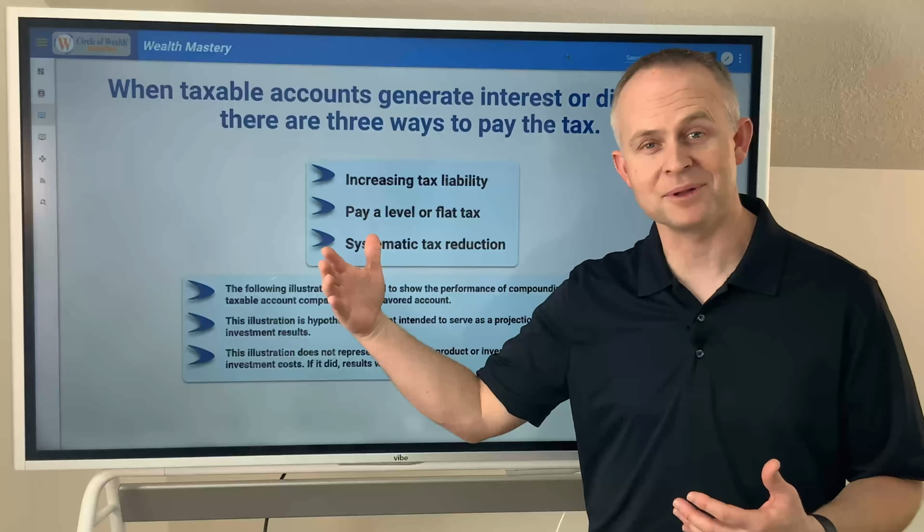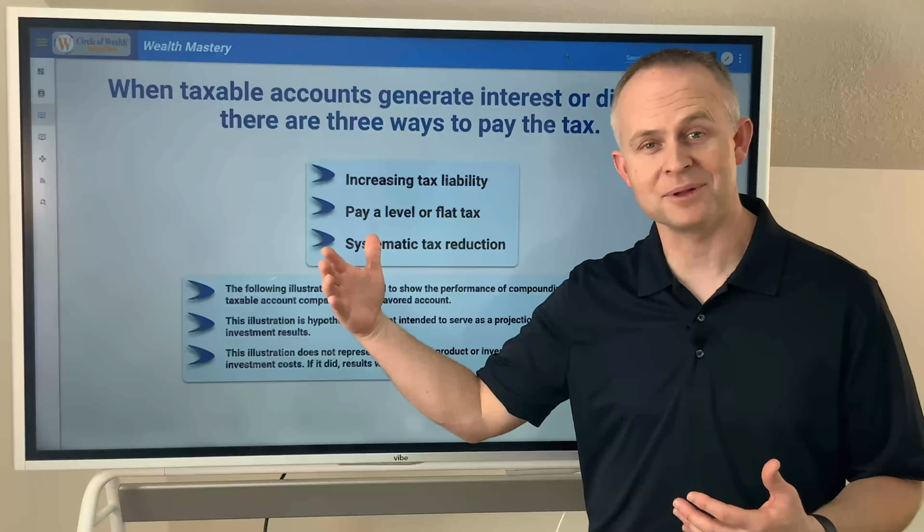The second option is to pay a level or flat tax, meaning that you could take the gains on the money every year and do something else with it so that your tax liability stays the same every year. It doesn't increase or compound. You're just leveling it out and then redirecting those funds somewhere else where there's a tax favored benefit to the money.